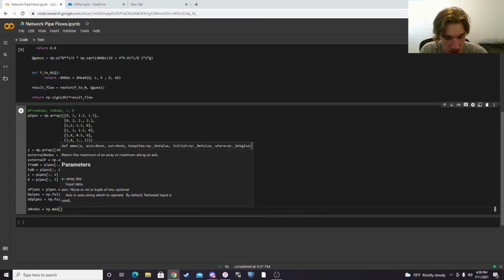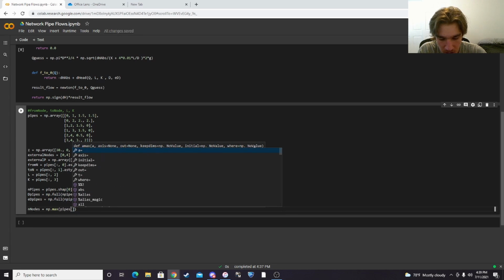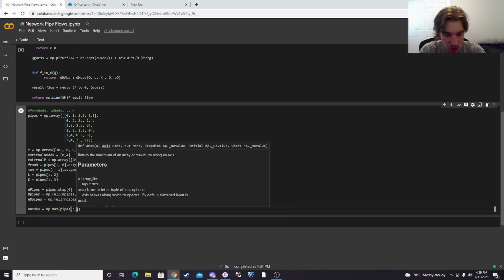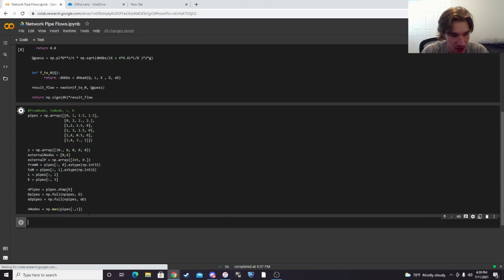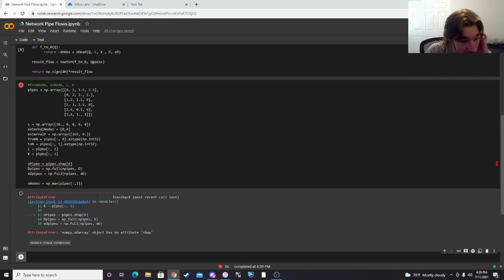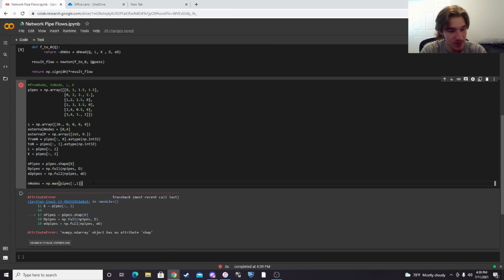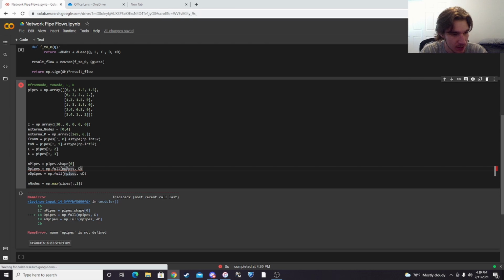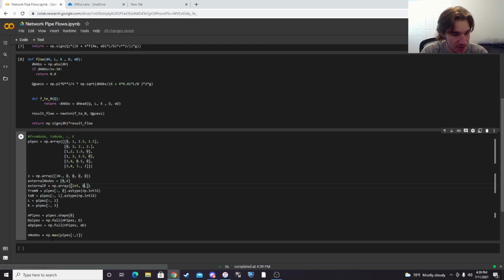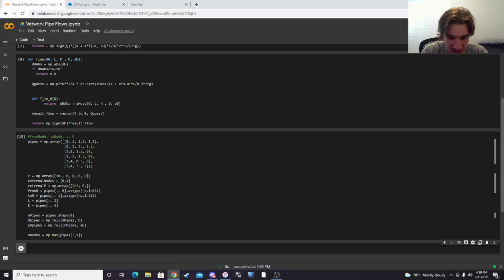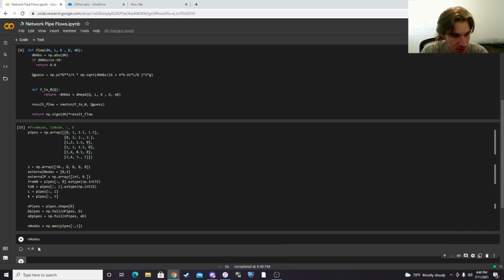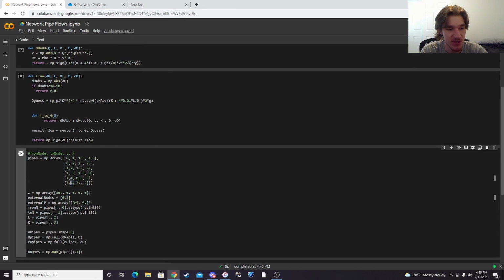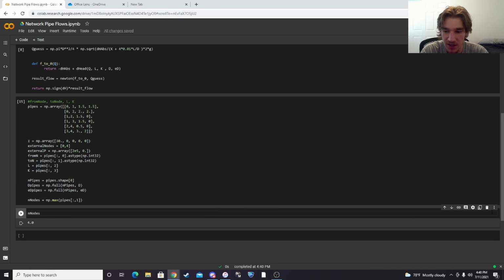np.max of pipes, this colon, and then what index are we looking at? We're looking at the index of 1. Now if we shift enter that, let's see, we made a mistake right here because I forgot an E, and I need a capital P, and another capital P. And then we have that. If we go to n nodes right here, it's going to give us 4, which is correct right there. We see 4 twice actually, but it's just taking the max.